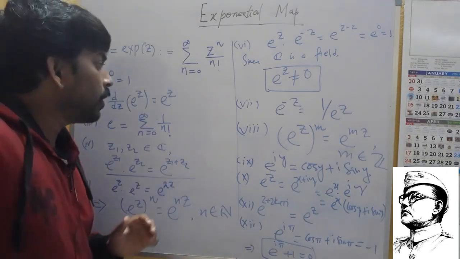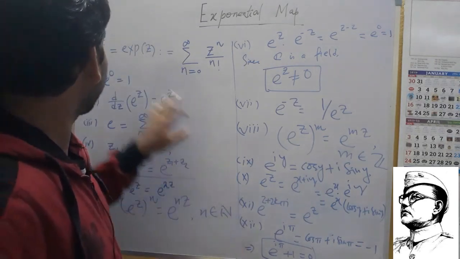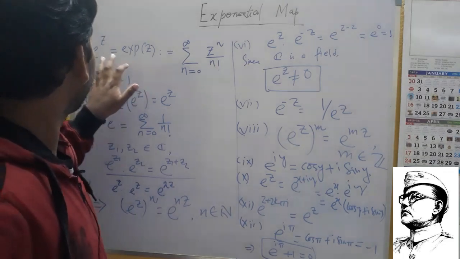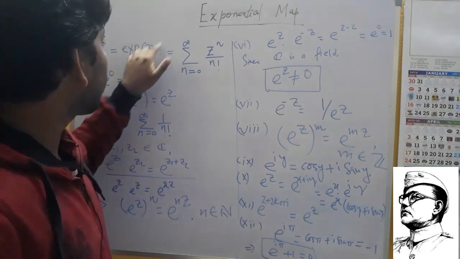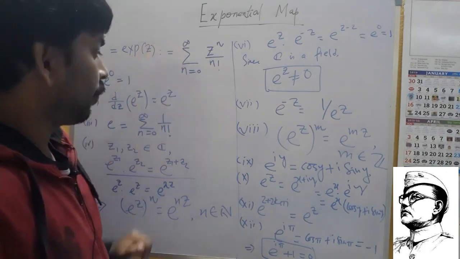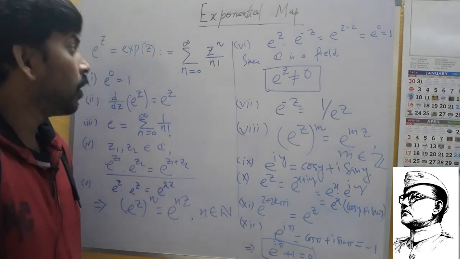Okay, so we derived 12 properties of the exponential function using the definition of the exponential function as the power series expansion of this, right. Okay, thank you.